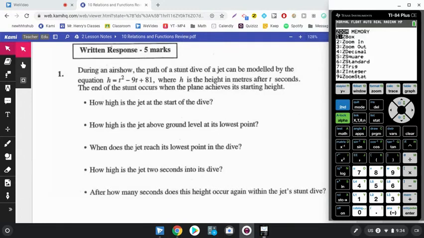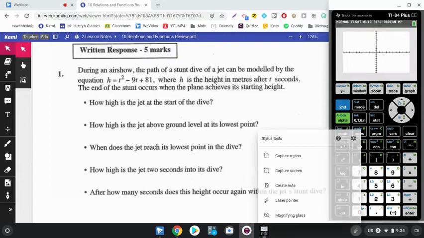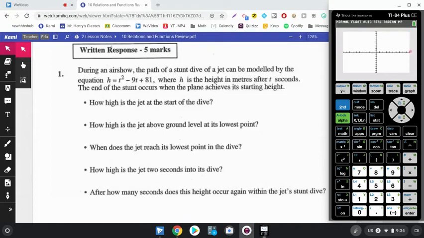And I'm going to go zoom 6, zoom standard. Negative 10 to 10, negative 10 to 10. Right? This is negative 10, this is 10. Negative 10, 10. And, well, I don't see anything. Okay, so I'm kind of hopeless.